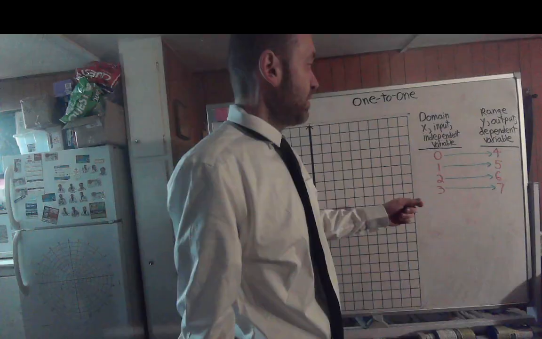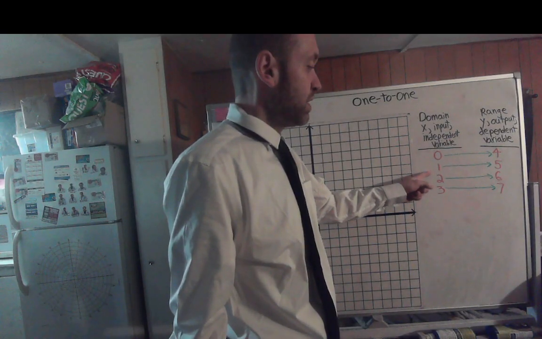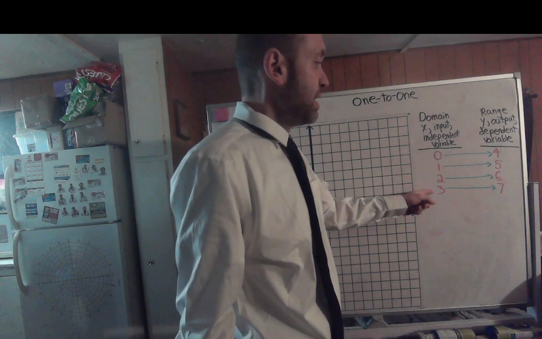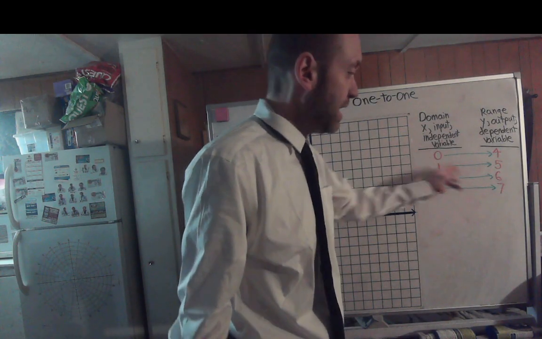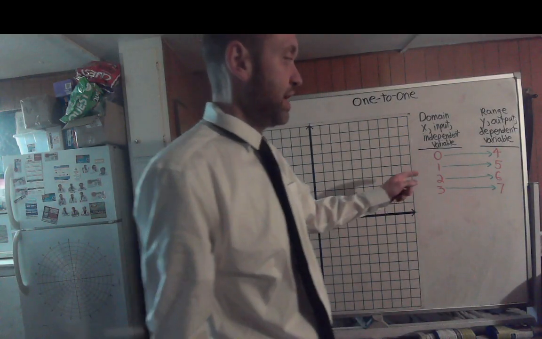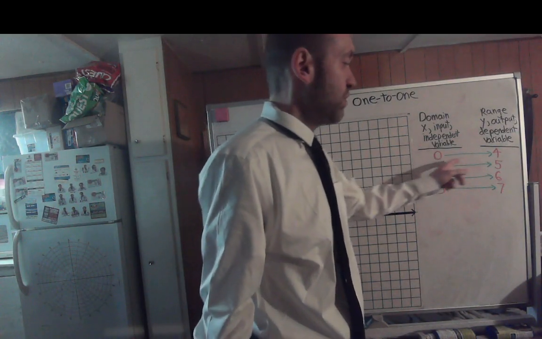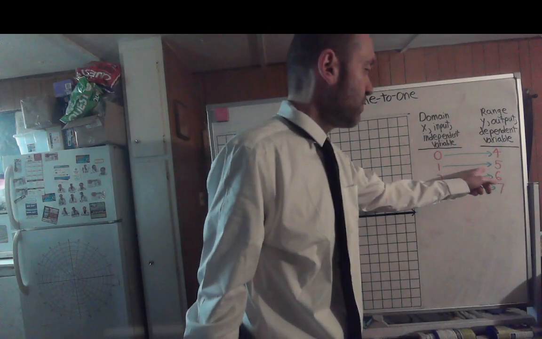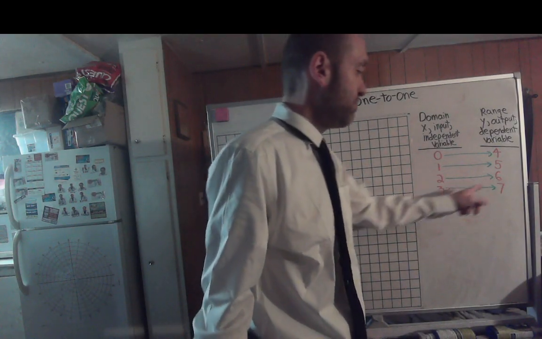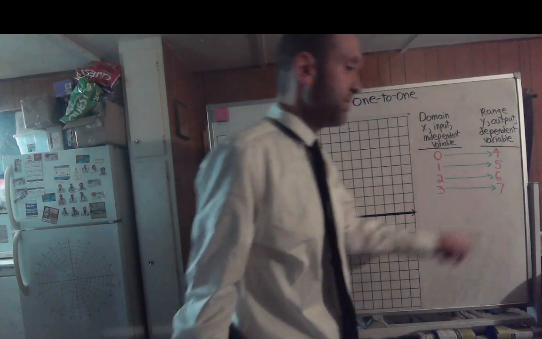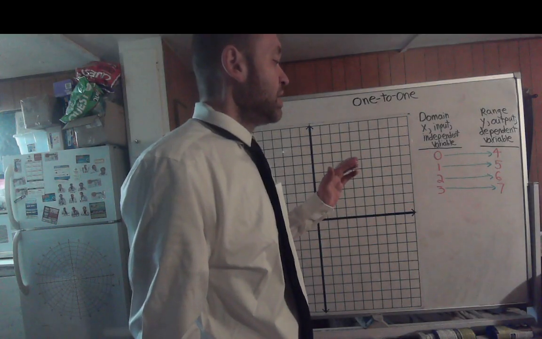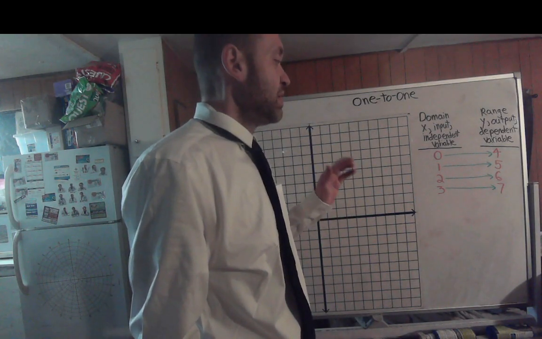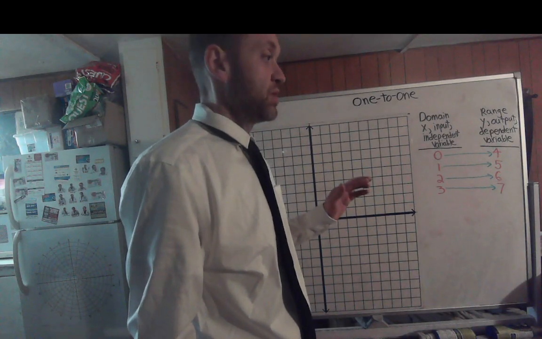So here you have in your domain 0, 1, 2, and 3. This is definitely a function because each member of the domain has only one member of the range. 0 gives you an output of 4, 1 gives you an output of 5, 2 gives you an output of 6, 3 gives you an output of 7. Okay, well, you still have a function, but is it one-to-one?